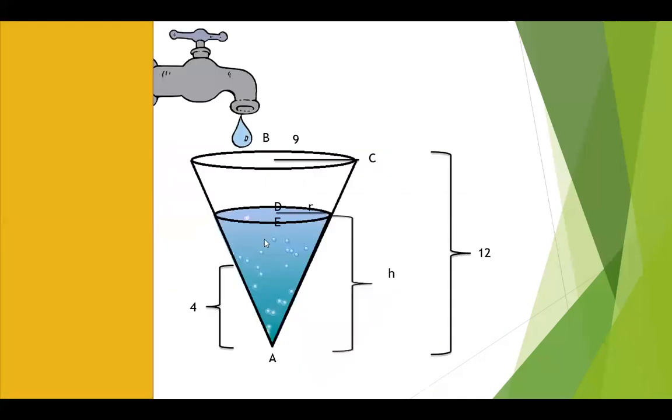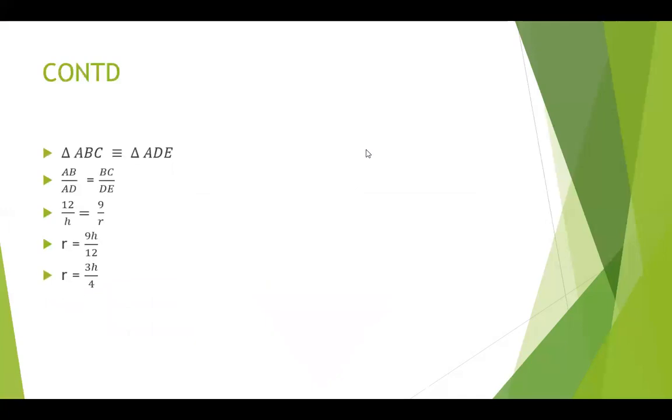Okay, now I denote it as AB. This is the height, the depth of that cone, it is 12 centimeters. Then BC is the base radius, it is 9 centimeters. Now, water is poured into it at the rate of 1.5 cc per second, means dV upon dt is 1.5 cubic centimeters per second.